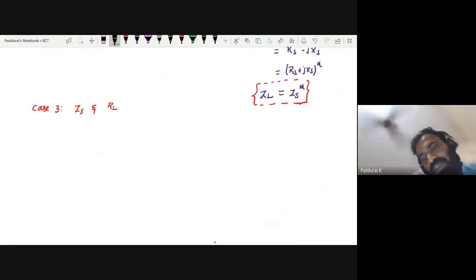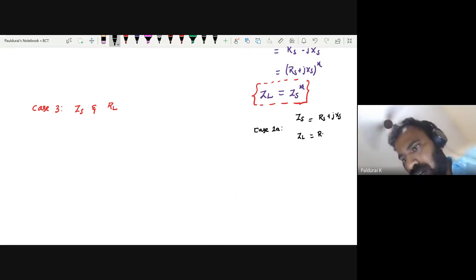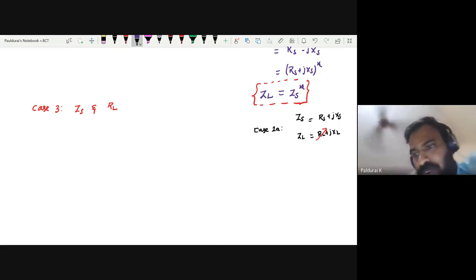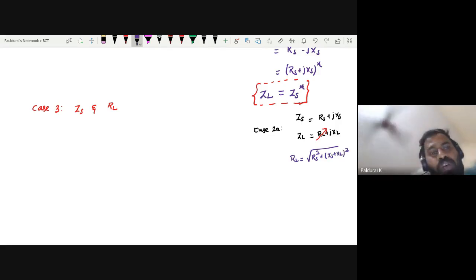Case 2A that you know. Here you know ZS, source impedance, and load impedance. Source RS plus jXS, load RL plus jXL. Got my point? But here RL alone is variable. If RL alone is variable, you know the result: RL equals square root of RS squared plus (XS plus XL) the whole square.